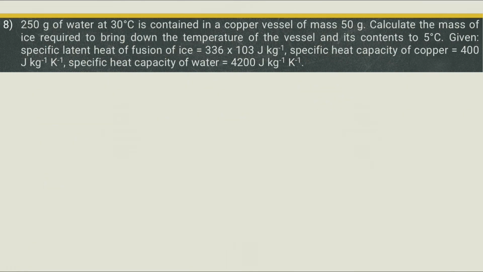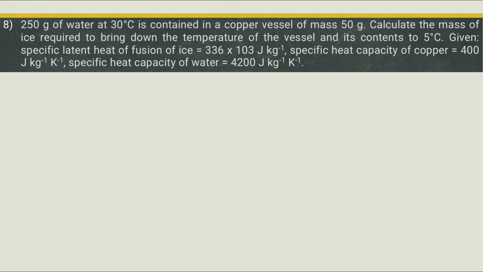Eighth numerical. 250 gram of water at 30 degrees Celsius is contained in a copper vessel of mass 50 gram. Calculate the mass of ice required to bring down the temperature of vessel and its contents to 5 degrees Celsius.